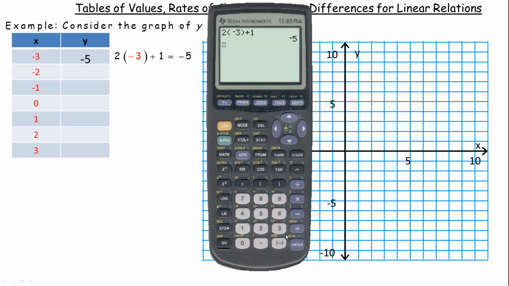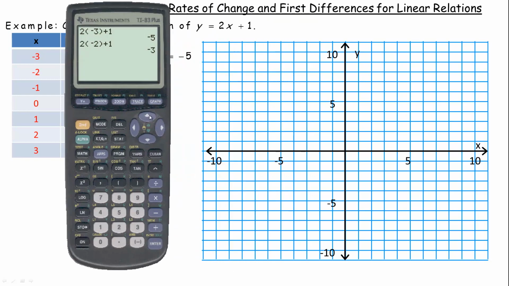The next one would be, we'd put a -2 there, and so that's going to be -3. See, this would be -4. Remember, BEDMAS, you multiply before you add. So that's -4 plus 1 gives you -3.